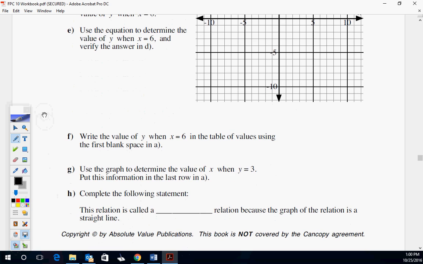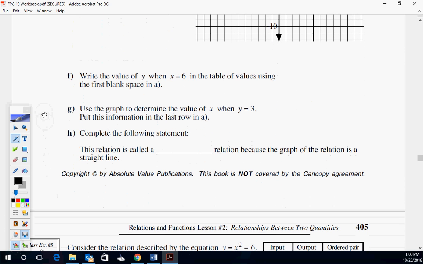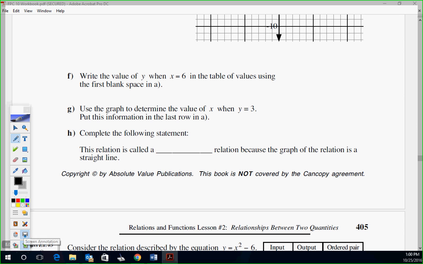How about this one? It says use the graph to determine the value of x when y is 3. So you have to go up to 3 for your y, find your line and come down. What do you guys get for that one? X is 4 when y is 3. And complete the following statement. The relation is called a linear relation.